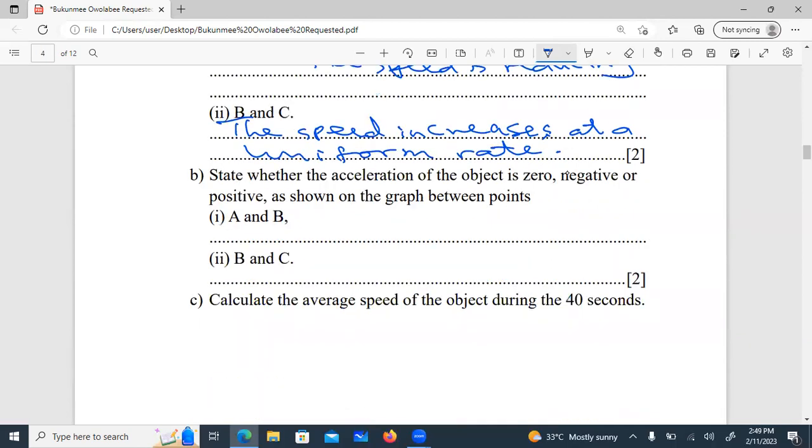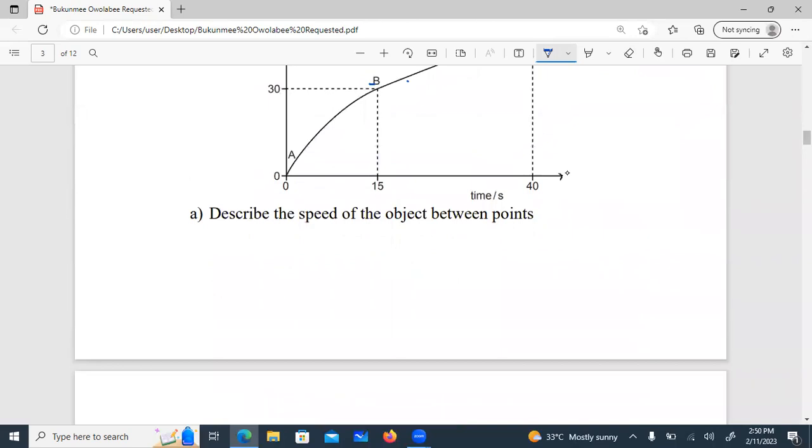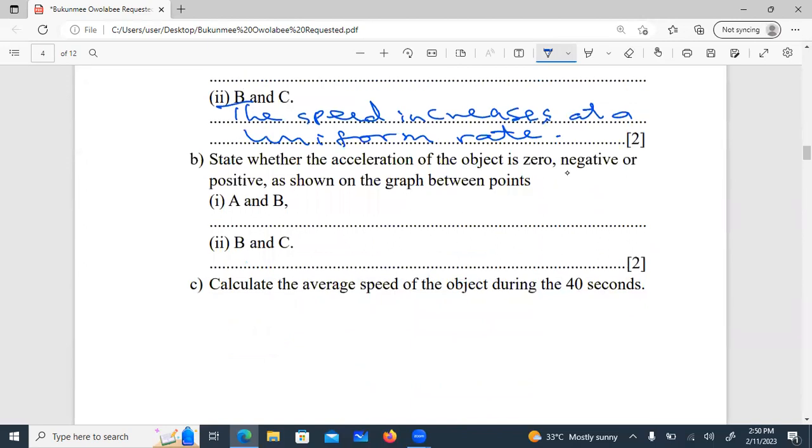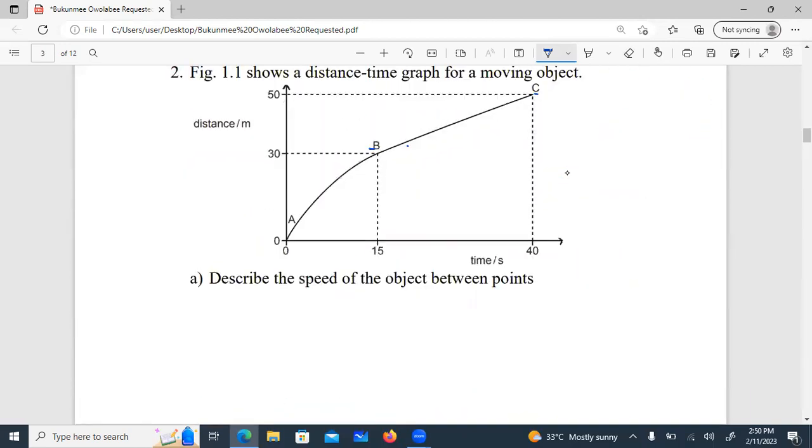State whether the acceleration of the object is 0, negative, or positive, as shown on the graph. Between A and B, if you look at the graph, since the curve is to the right, is clockwise, then you say that the object is decelerating, right? Good. So if something is decelerating, what do you say about the acceleration? It means the acceleration is negative. So between A and B, the acceleration is negative. Why? Because it is decelerating. What about between B and C? What do you say about the acceleration?